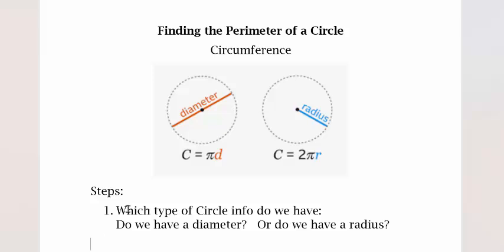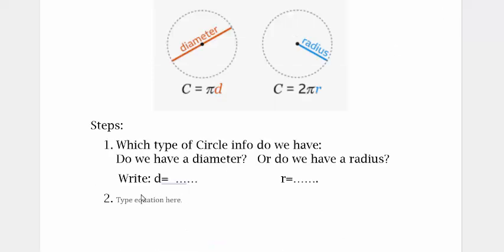That's the first step, and what I would do is I would write on my little information D equals, or I would write R equals. Really helpful, because when we do our next step, we will know which rule to use. Really important to have that, because then I know that if I have the diameter, I'm going to use this rule. So the next step is to write the rule.